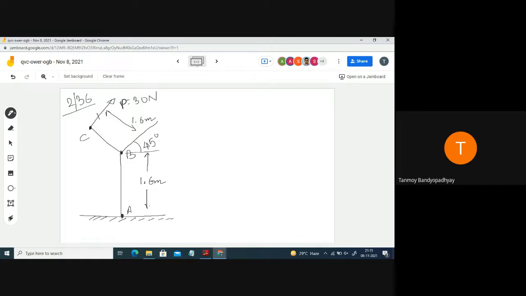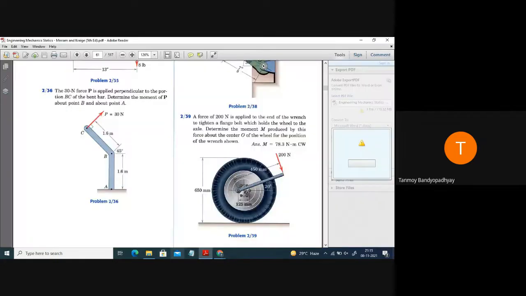What we have to calculate: the load has been applied perpendicular to the portion BC. So we have to determine the moment at the point B and at the point A. So we have to calculate MB and we have to calculate MA.